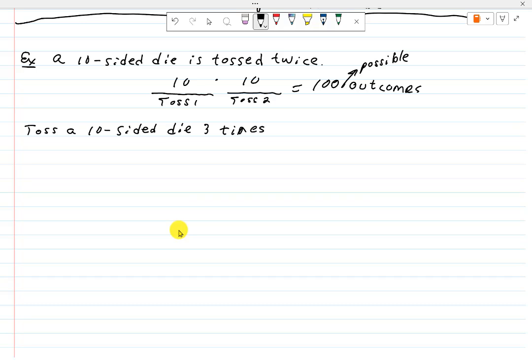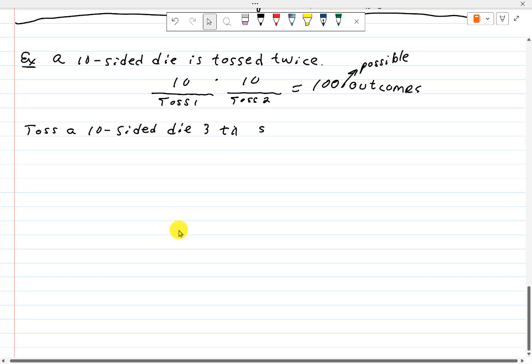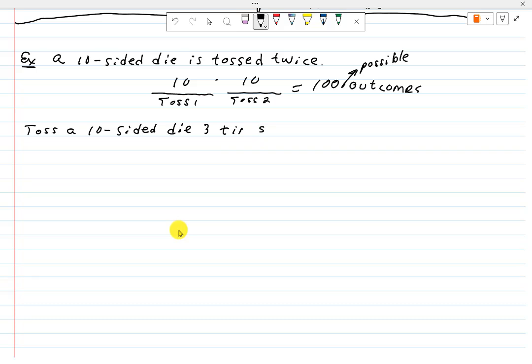Well, here you're going to fill in exactly like you did in the previous problem, except you're going to have to do a third spot for the third toss. And so what you're going to end up getting then is 10 times 10 times 10, which is 10 to the third power, or 1,000 outcomes.